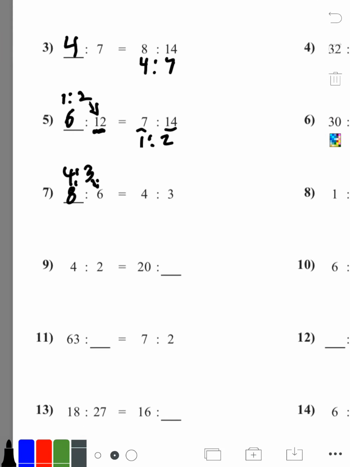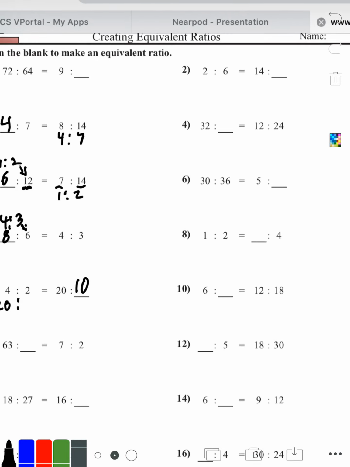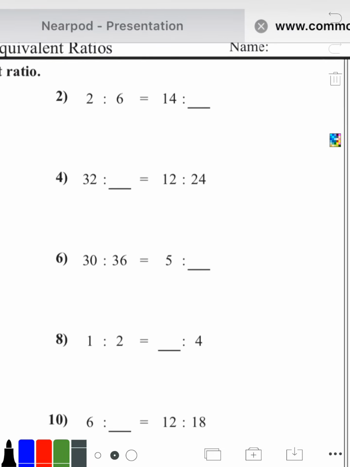4 to 2 is the same as 20 to what? Well, 20. Actually, I'm going to do this one in reverse right there. I'm going to put it below it. So 4 times 5 is 20, so 2 times 5 is going to be 10. Hopefully you see how to do this, but the easiest way to do it is to always reduce it first.